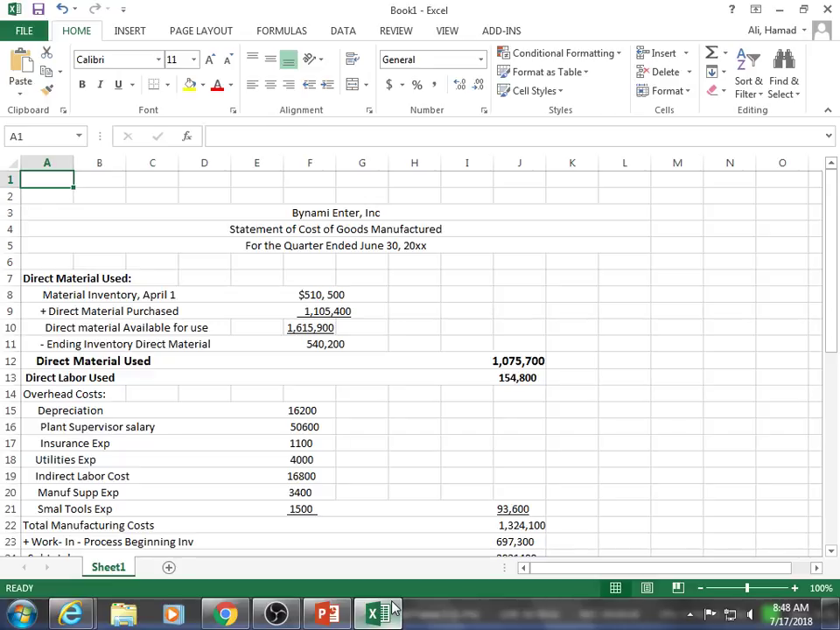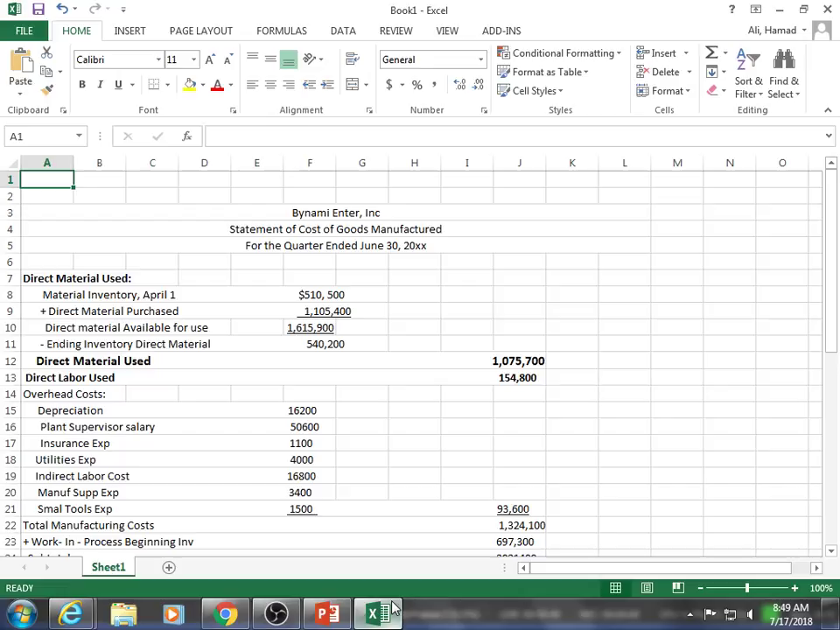So we start with beginning inventory. The income statement starts with your sales, minus cost of goods sold equals gross profit or margin, minus operating expenses or costs and expenses equals net income. So we just want to do the cost of goods sold section of the income statement. Yes, sir.